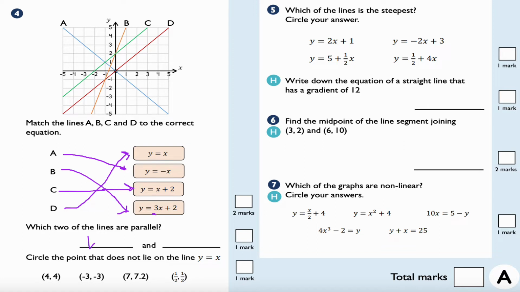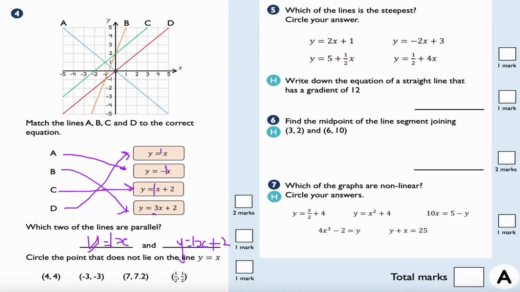Next one. Which two of these lines are parallel? Well, it's going to be y equals x and y equals x plus 2. Parallel means it has the same gradient, so the same coefficient of x, the number in front of the x. That's how I know it's parallel. I've got y equals 1x plus 2 and y equals 1x. So the number in front of the x here is just a 1. Obviously, it is not written as a 1 there, but it's just to help you out. And here it's minus 1x if you're interested.